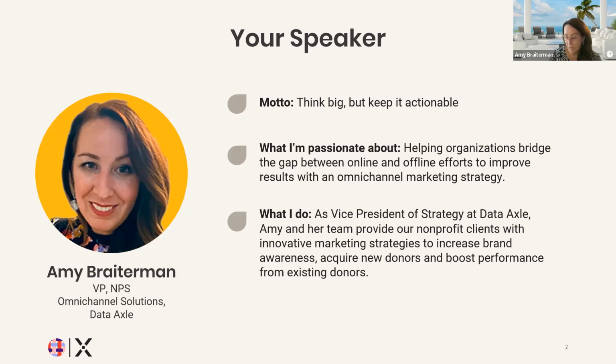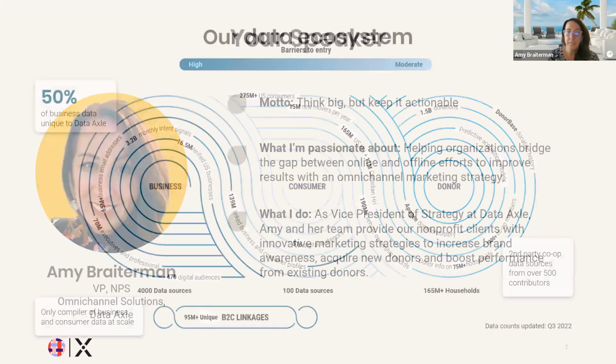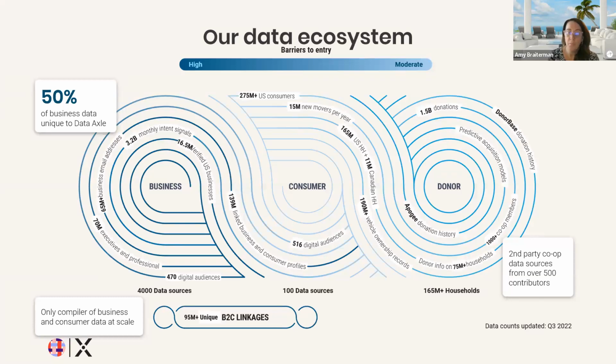Before I introduce my co-presenter, just to tell you a little bit more about Data Axle. We have been compiling data for more than 50 years, and we have all sorts of data at our disposal: consumer data, business data, and donor data from our two cooperative databases, Apogee and DonorBase. This is where nonprofits have come together and shared their data so that we can create all kinds of wonderful models so that you can find your next best donor.